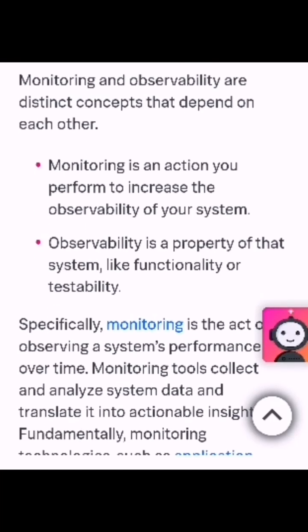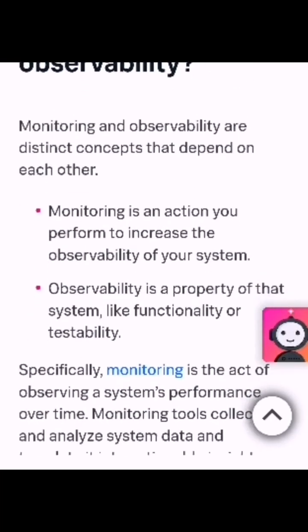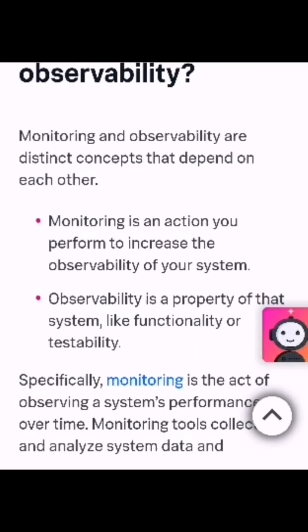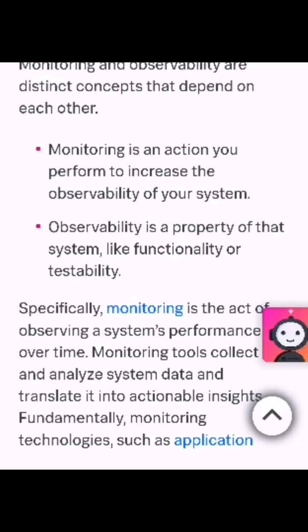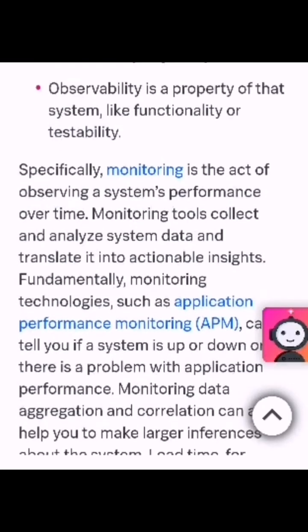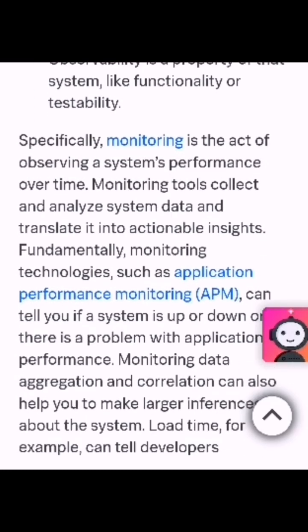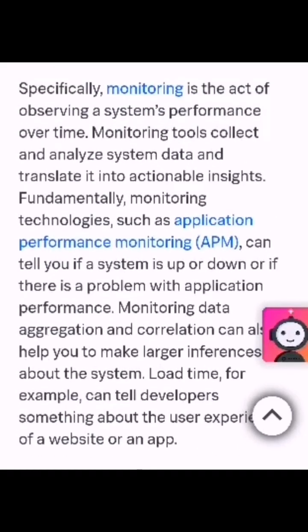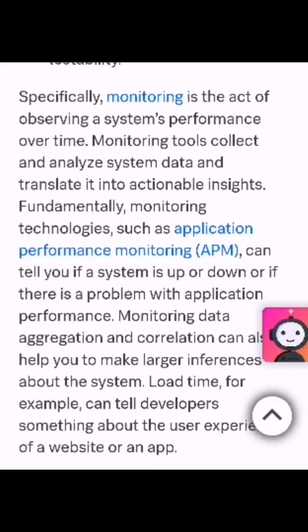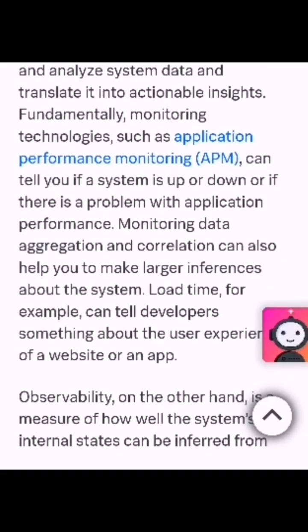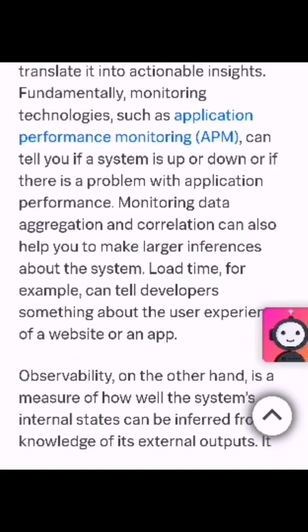Monitoring and observability are distinct concepts that depend on each other. Monitoring is an action you perform to increase the availability of your system. Observability is the property of a system, like functionality or testability. Specifically, monitoring is the act of observing a system's performance over time. Monitoring tools collect and analyze the system data and translate it into actionable insights.